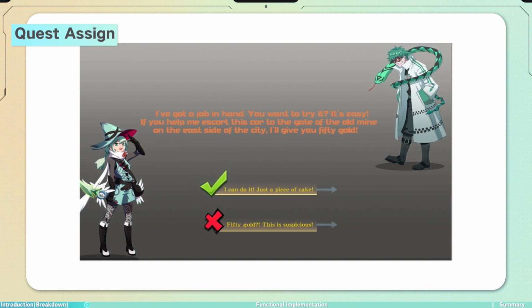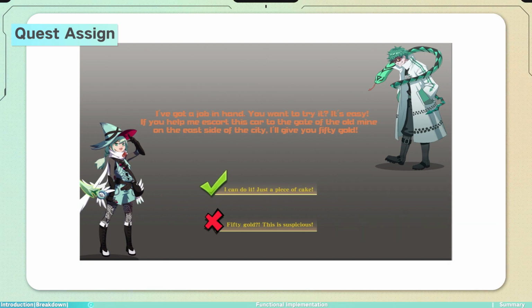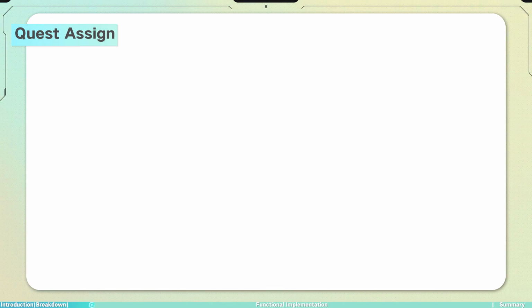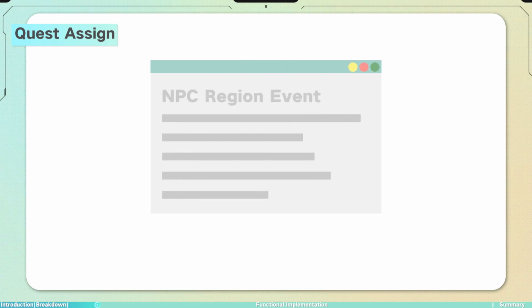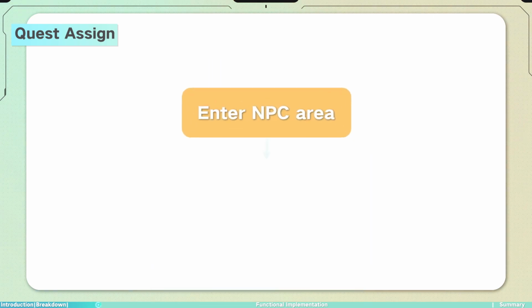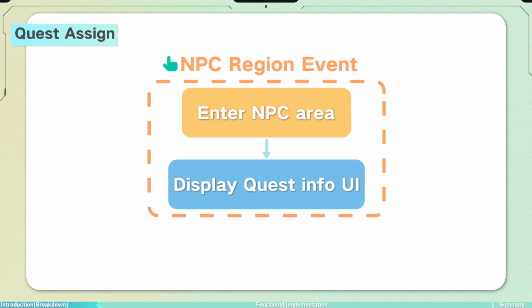Then, add UI events for the 2 options. We can name the 2 events accept quest and reject quest. At last, remember to make the quest info UI invisible initially. Now, we need to use triggers to display the quest and corresponding results of players accepting or rejecting the quest. The first trigger is NPC region event. When players enter the NPC area, we pop up a UI with the quest information to them.